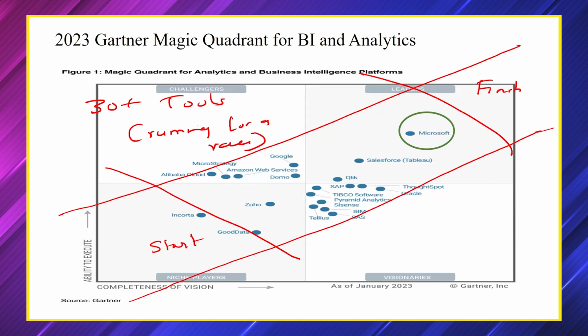But this is one year back, right? We haven't got 2024. If I would have got it, I would have shown you. It will come in the month of February and March.